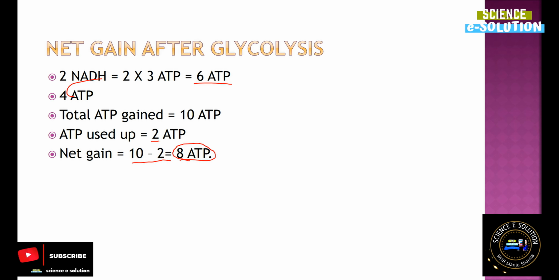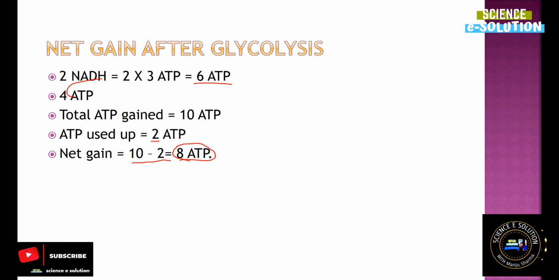But again, 2 ATP are used up. So what we can see, net gain, 10 ATP are produced and 2 ATP are used up. So total 8 ATP molecules are gained at the end of the glycolysis. So net gain is 8 ATP molecules after glycolysis.